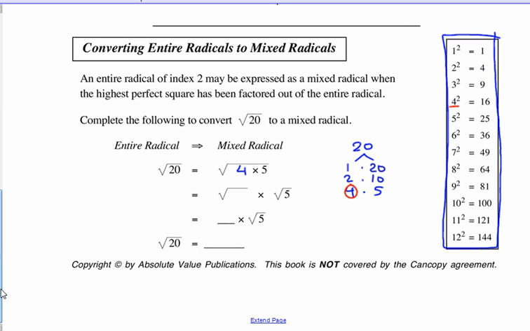Sorry, it should be on the right side. So looking at these, these are our perfect squares. And so 4 is the only perfect square factor. That's why we're going to break it into root 4 times root 5. And so we can separate that: square root of 4 times square root of 5. What is the square root of 4? It's 2. So 2 root 5 is the same thing as root 20.